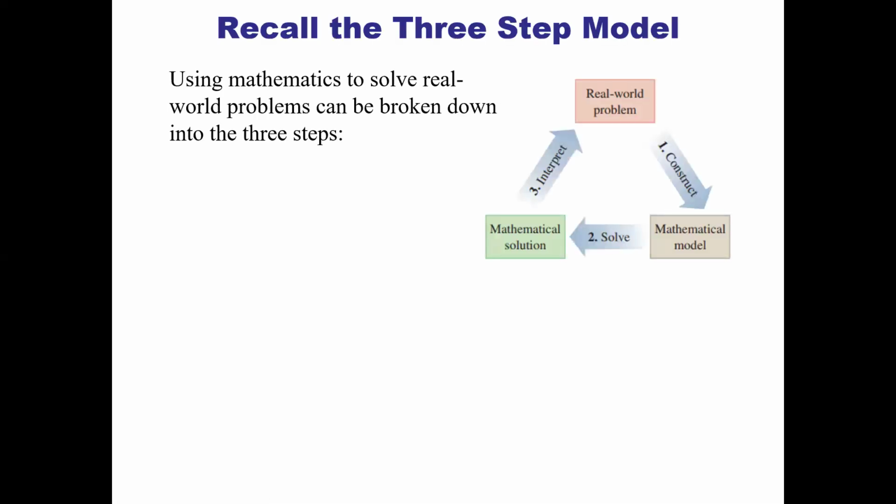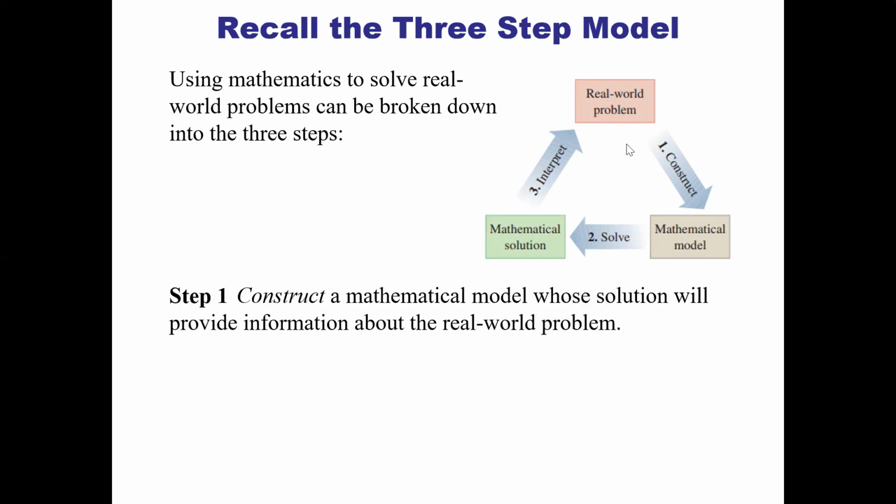All right, so here's a three-step model. Using mathematics to solve real-world problems can be broken down into three steps. First, we have a real-world problem. Then we're going to construct a mathematical model. Then we're going to solve that mathematical model and get a solution. And then we're going to interpret that solution back into what the real-world problem is. Basically, we're writing our answer in terms of what the real-world problem is asking for.